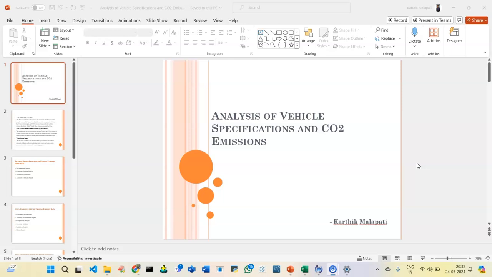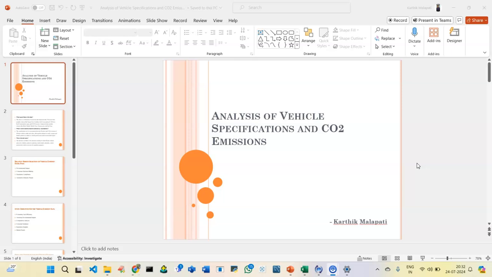Today I'm discussing the CO2 emissions that link to vehicles. My topic is analysis of vehicle specifications and CO2 emissions. Why I chose this topic is because the automotive industry is a significant contributor to global carbon emissions, and understanding vehicle fuel efficiency and emissions is crucial for developing strategies to reduce environmental impact.